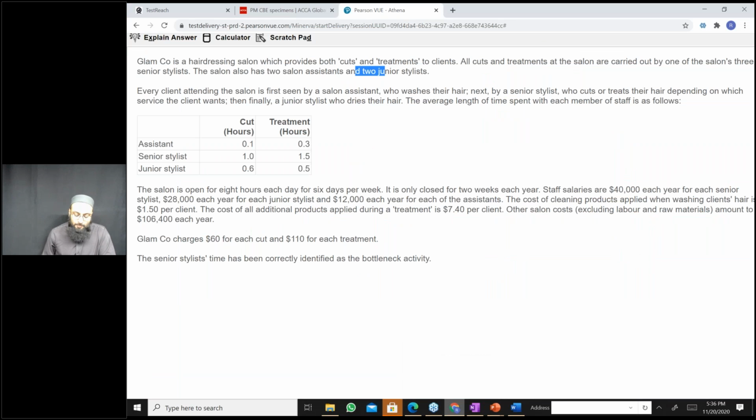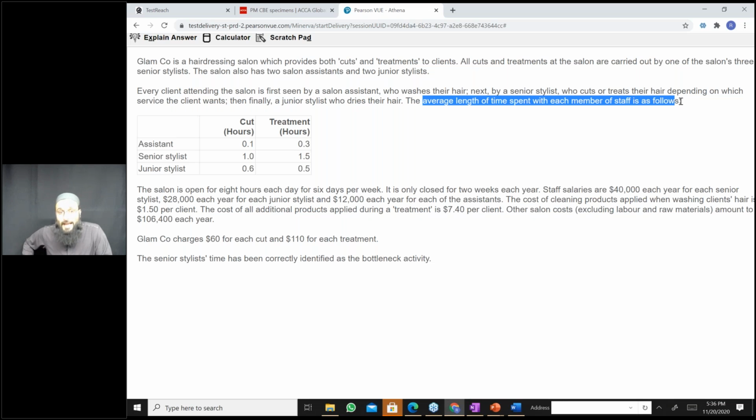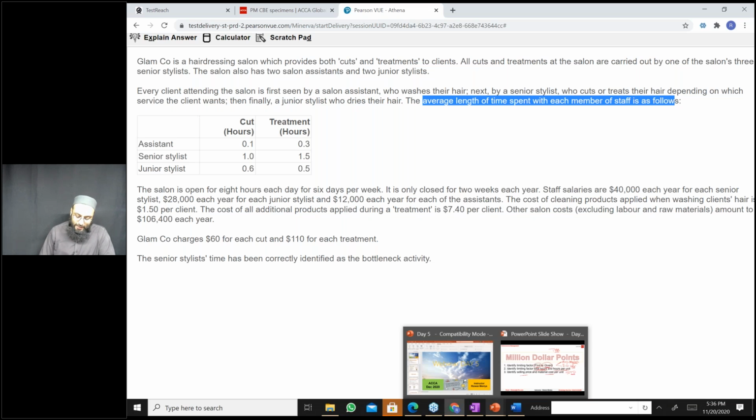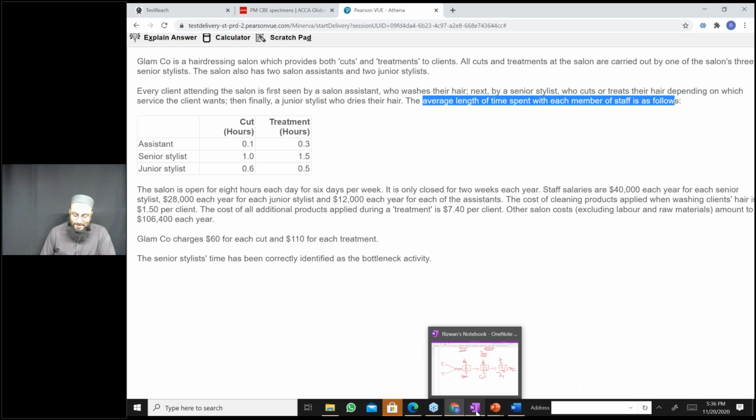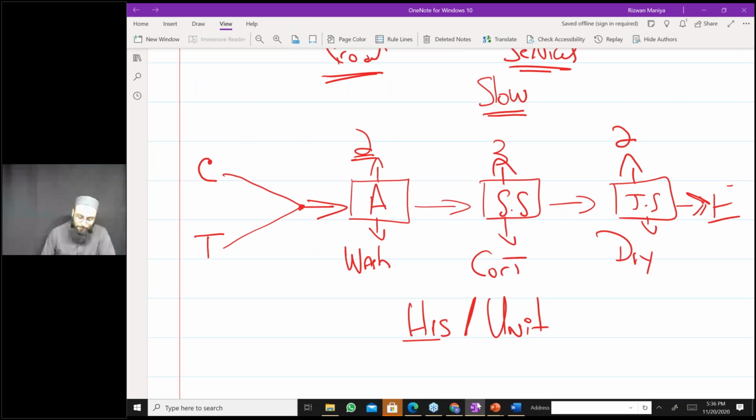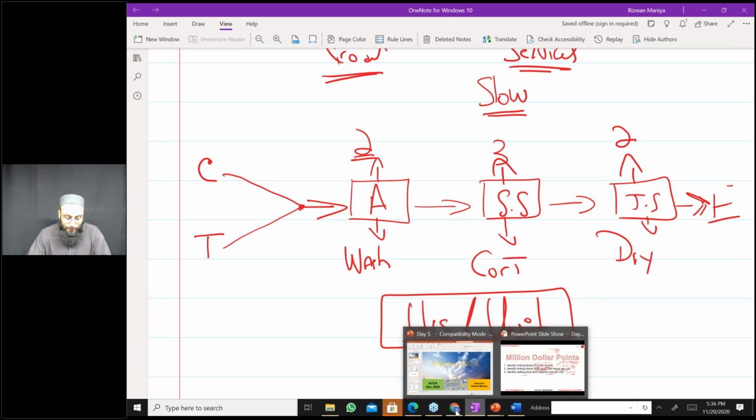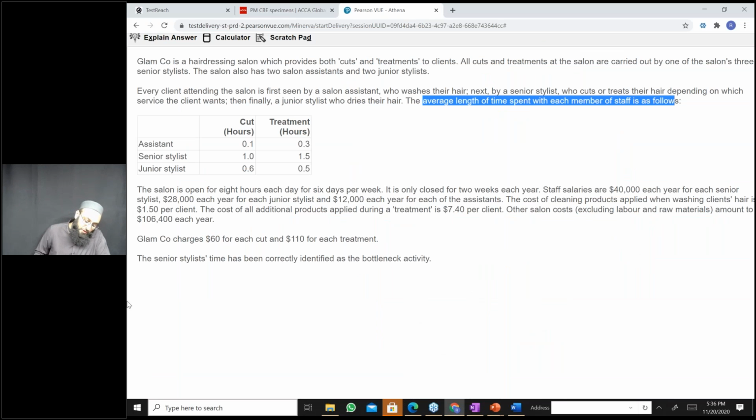The average length of time spent with each member of the staff is as follows. Now, what exactly does this mean? My students lack understanding here as well. They don't know what this means. It is a very simple statement. In manufacturing terms, these are hours per unit. Which means the assistant takes 0.1 hours to perform one cut, and for treatment, 0.3 hours. The senior stylist takes 1 hour for a cut and 1.5 for treatment. The junior stylist takes 0.6 for a cut and 0.5 for treatment.